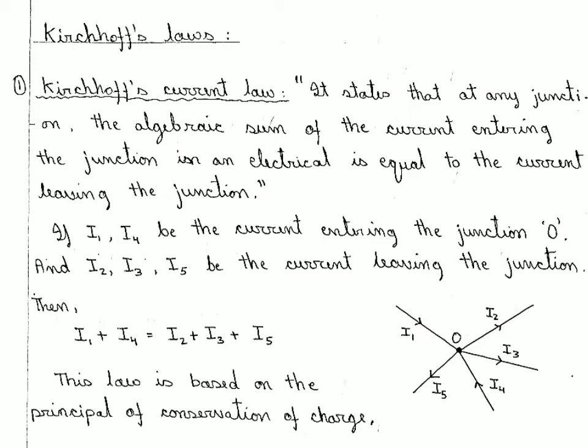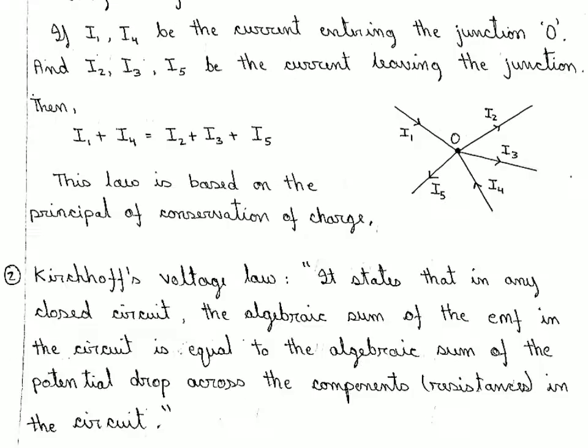So this is Kirchhoff's current law, and this law is based on the principle of conservation of charge, which means that in an electrical circuit, a point can neither act as a source of charge, nor can charge accumulate at that point. Hence, there is no net charge at point O. The net charge at the junction will be 0, because the charge entering will be equal to the charge leaving. So this is the law of conservation of charge, upon which Kirchhoff's current law is based.